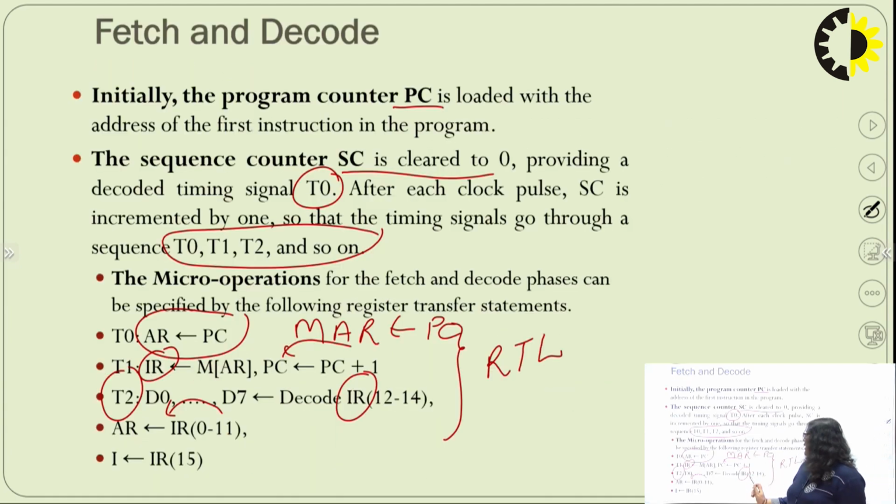Bits 12 to 14 are the opcode, so it decodes that instruction. It includes D0 to D7. I will also define what D0, D1, D2, up to D7 are, so I will explain in the next slide.